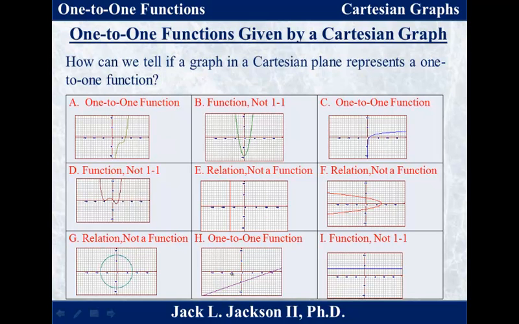H is a one-to-one function. It passes the vertical and the horizontal line test. And I is supposed to be a horizontal line. That's a function, but it's not one-to-one. In fact, everything goes to 1 for that one.